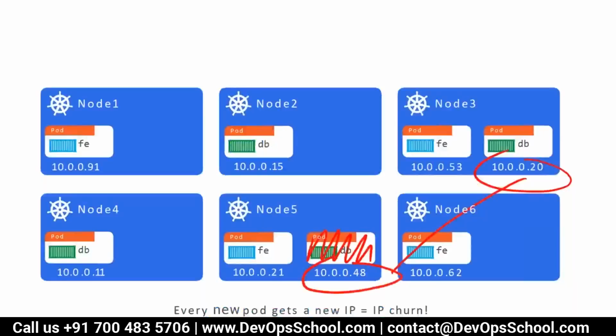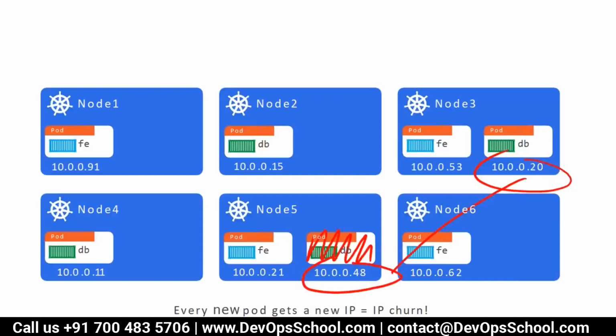So what are services? Look at this image here. You have 6 nodes, node 1 to 6. Each node has a pod, which you already understand, and inside the pod you have a container. Each pod has an IP address, right? And if you concentrate a little on the container labels, some containers belong to the front end and some containers belong to the DB.